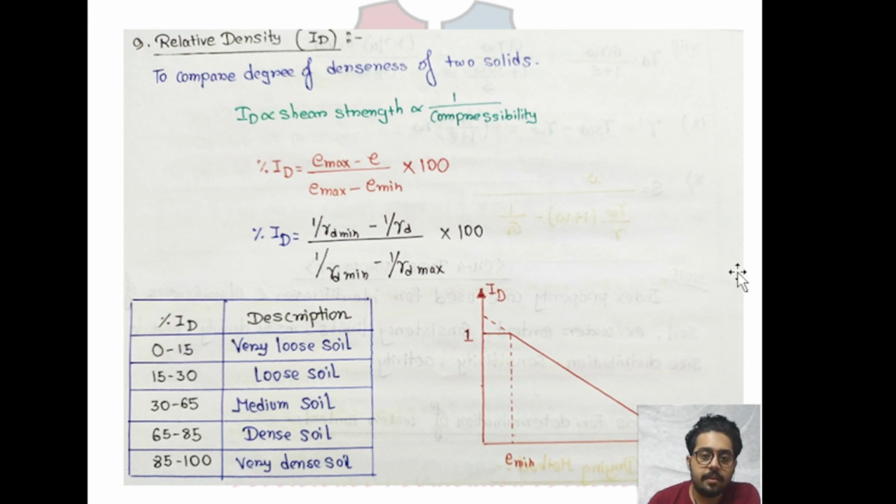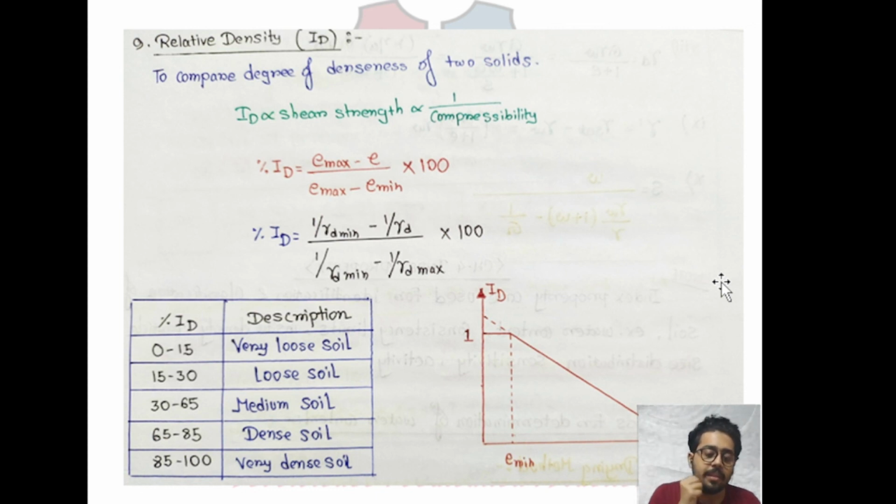Now relative density. The relative terms help to define things when we compare two materials. Relative density is a type of property which helps to compare the density of two solids, that is, the degree of denseness of two solids. Relative density helps to define the soil's properties like shear strength. It is proportional to the shear strength and inversely proportional to the compressibility.